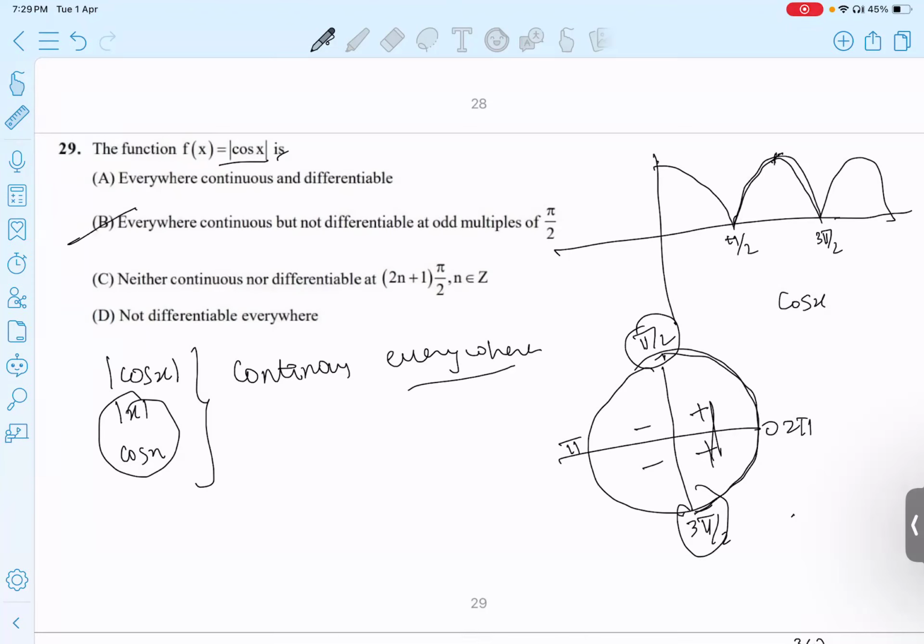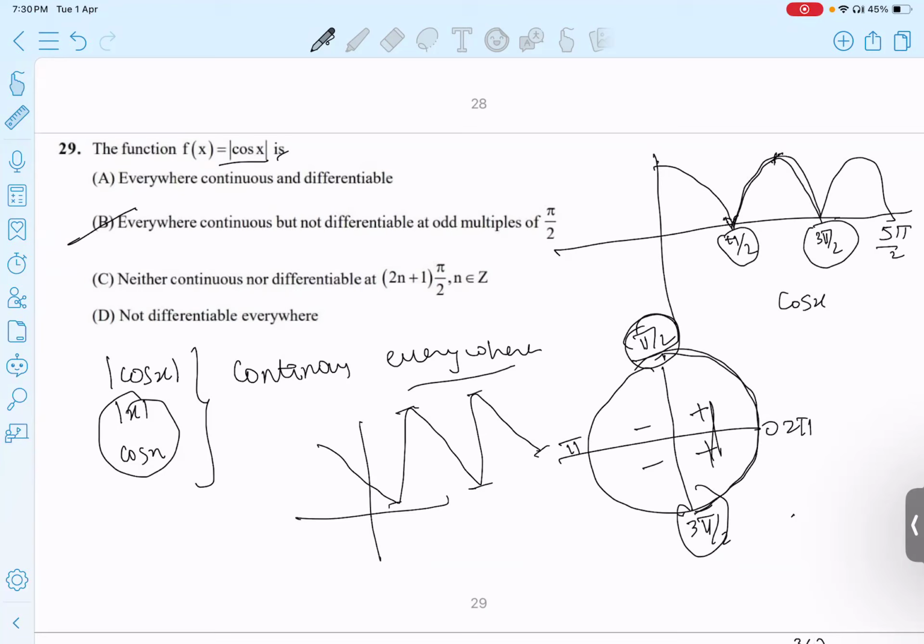And also we can say at the points pi by 2, 3 pi by 2, 5 pi by 2, generally odd multiples of pi by 2, the graph will have a sharp edge. So always remember, whenever a curve has a sharp edge at a particular point, the function will not be differentiable. Fine, students. So it is continuous everywhere, but not differentiable at the odd multiples of pi by 2. Now, moving on to the next.